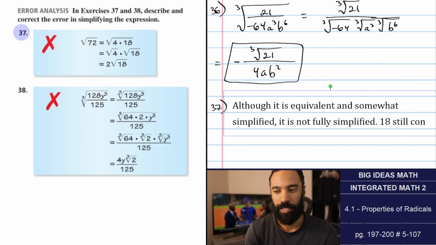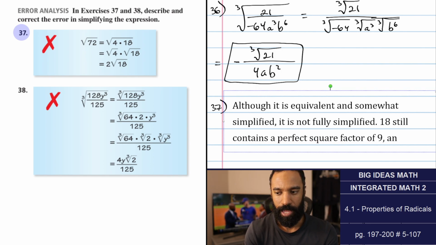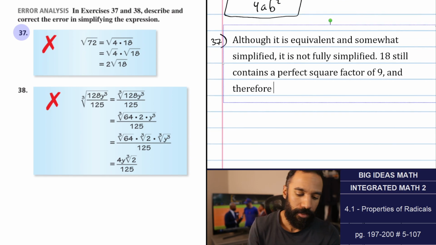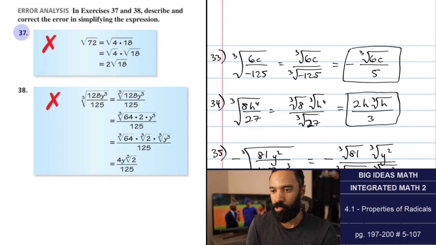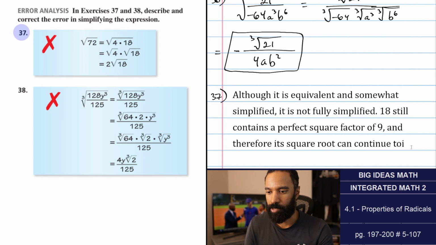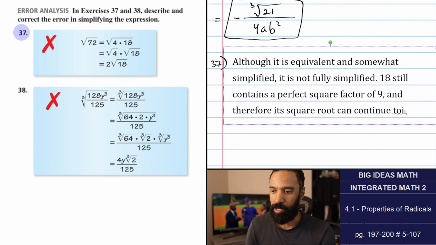18 still contains a perfect square factor of 9, and therefore its square root can continue to be simplified. So there are two ways. Whoops, I'm sorry, I was clicking on something. Continue to be simplified.